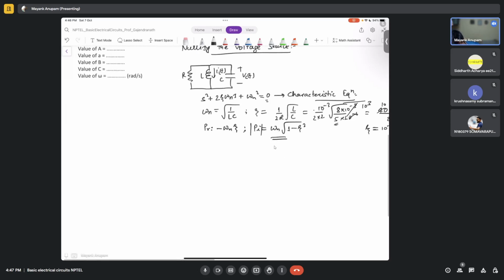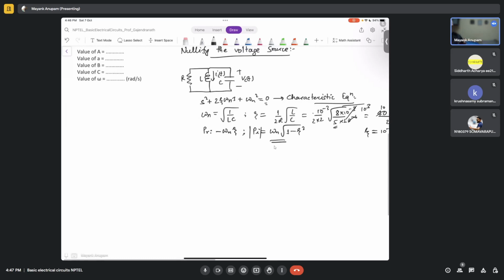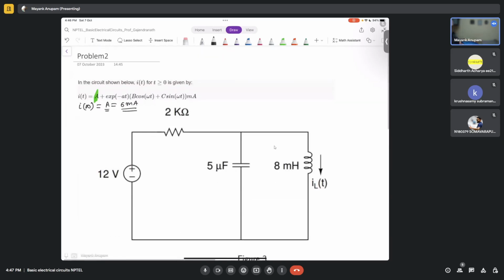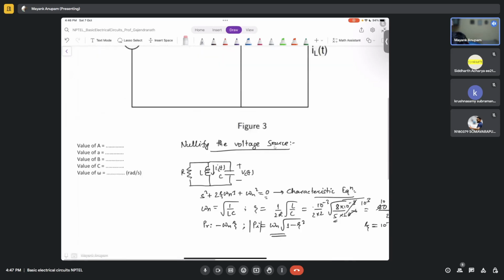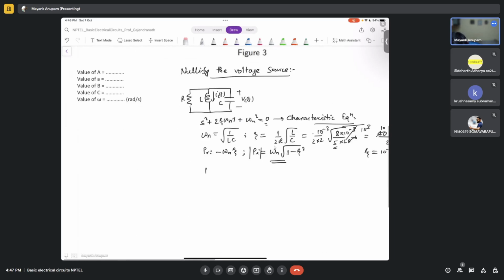So now tell me what is the value. So from this, what is A here? A is indeed PR, right? A is PR itself. So what is AR, or mod of PR? What is omega n? 1 over root LC, which is 8 into 10 to the power minus 3, and C is what? 5 into 10 to the power minus 6. How much is that?